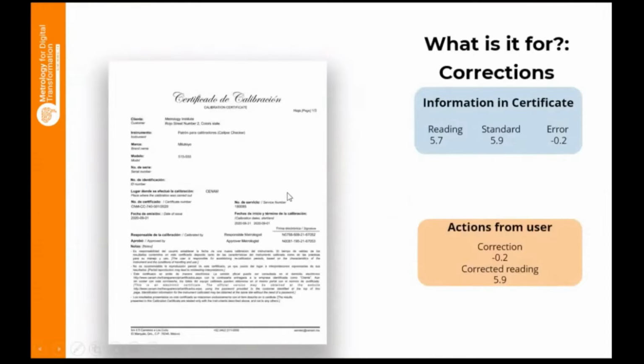And also, what do we use this calibration information in certificates for? For corrections, right? The information in certificates can be, for example, readings, the difference between the standard and also the error. Of course, people need to take this information and make the corrections in order to obtain a correct reading and use the information that is included in the certificate.